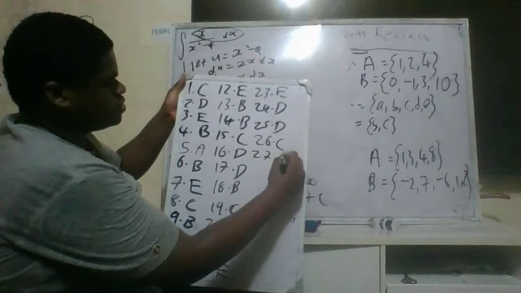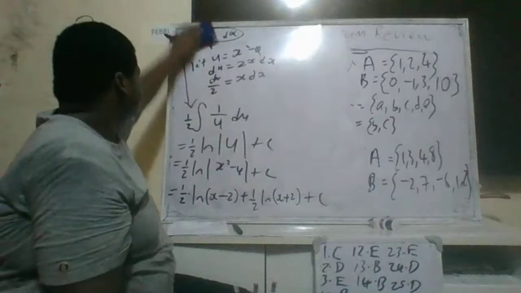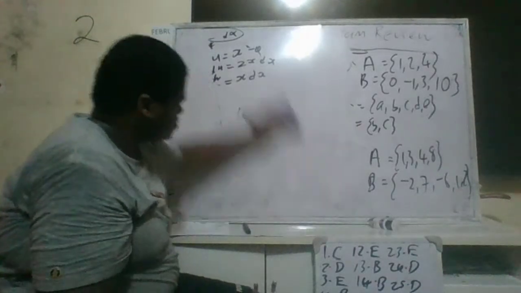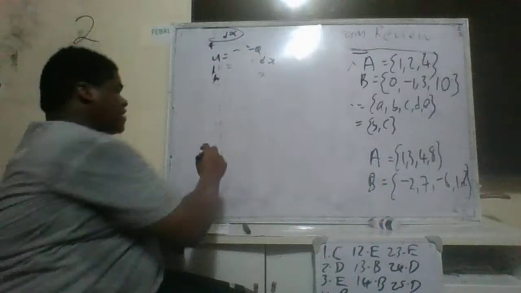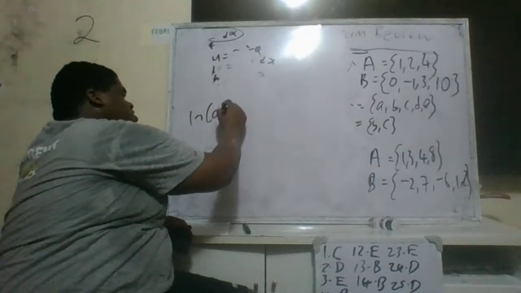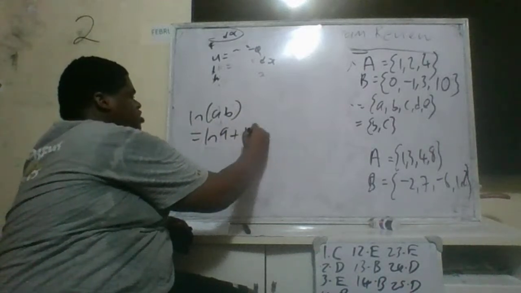Question 27, Option D. Now let's solve question 28. And just in case, remember that the natural log of a times b is equal to the natural log of a plus the natural log of b.